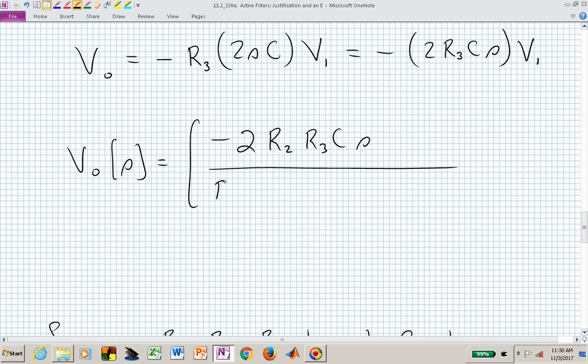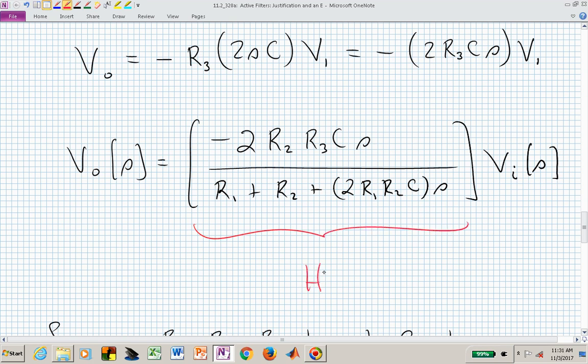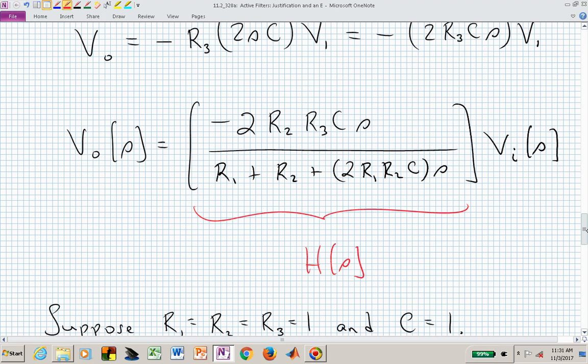So that we now have R1 plus R sub 2 plus 2 R sub 1 R sub 2 C times s. And that is now our transfer function between our input voltage V sub I and the output voltage V sub 0 of that active circuit.